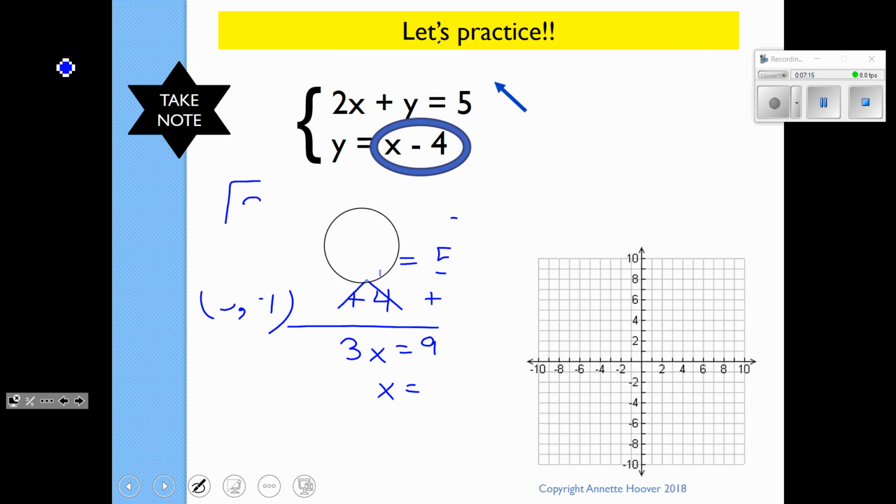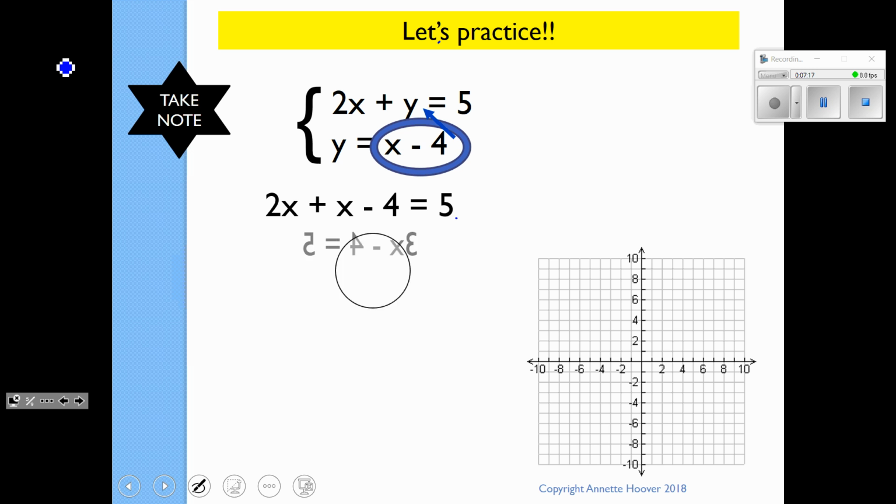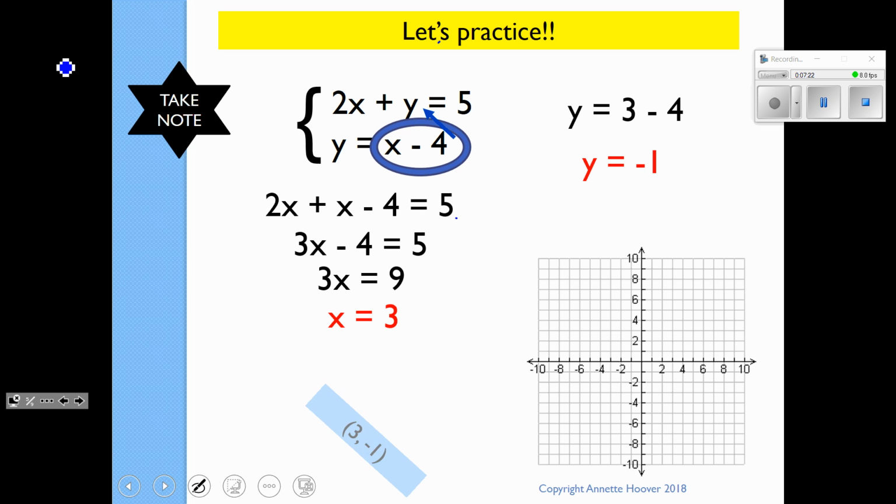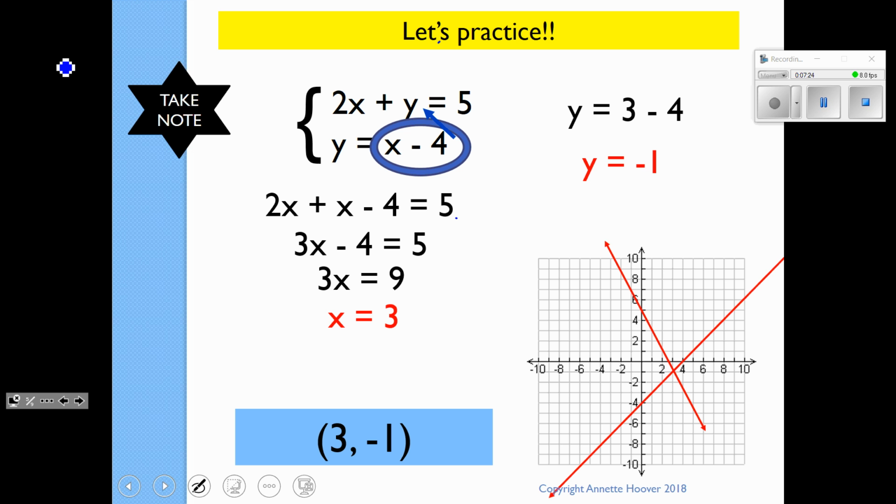Erase this. And I'll show you that when we graph it, just to check it, indeed, they cross at 3, negative 1, which is the solution.